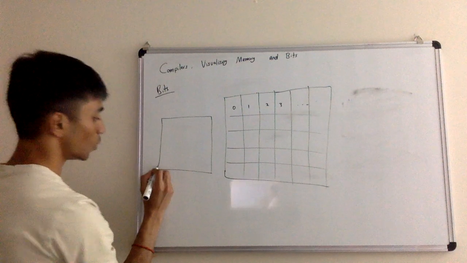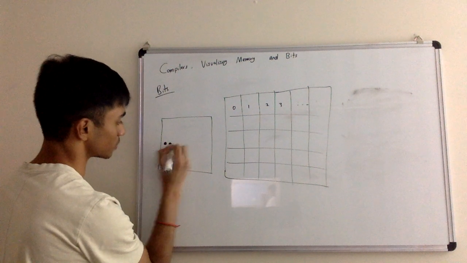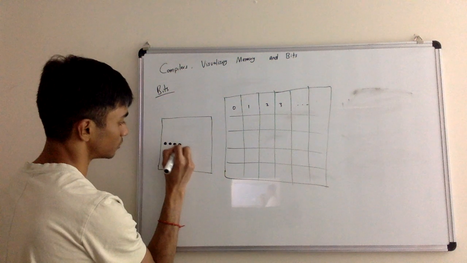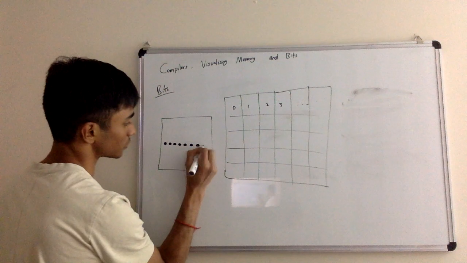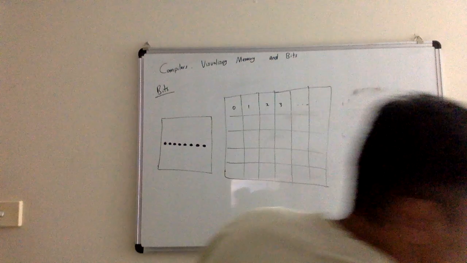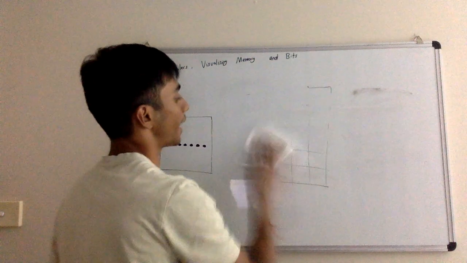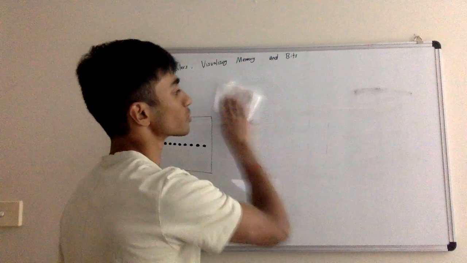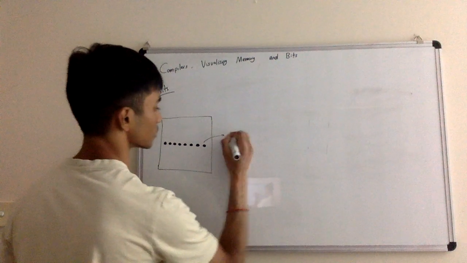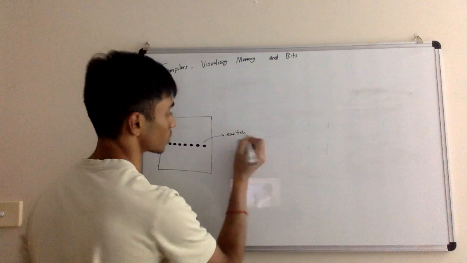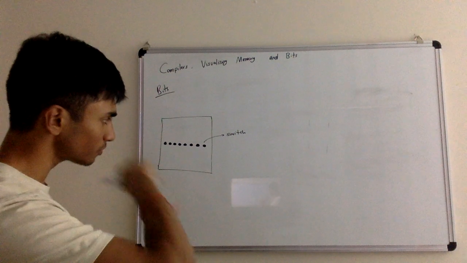Typically, when you zoom into a byte and look at it really closely, what you'll see are 8 switches. So I'll put 8 little dots. 1, 2, 3, 4, 5, 6, 7, 8. And when I say switches, I mean literally a little toggle that you can turn on or off. Each dot is a switch, and these switches have the ability to be turned on or off.